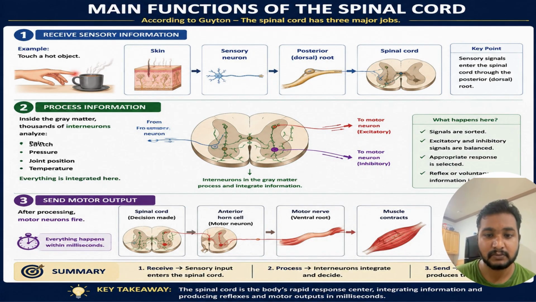Third, send the motor output. After the decision is made, motor neurons carry the command out of the spinal cord through the anterior or ventral root to the muscles. The muscles contract and the movement occurs. So always remember this sequence. Sensory neuron brings information in, interneurons process and decide, and motor neurons send the final command to the muscles. This input to processing to output pathway is the basic principle behind every spinal reflex and every voluntary movement that we'll study in the coming lectures.